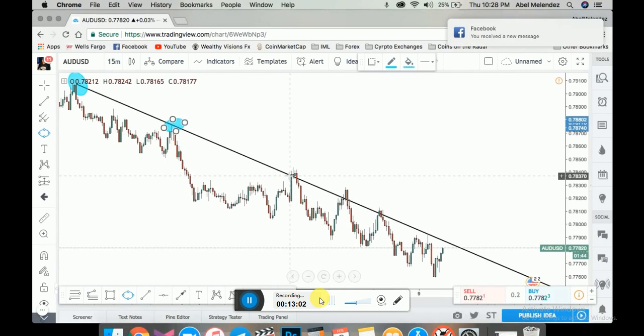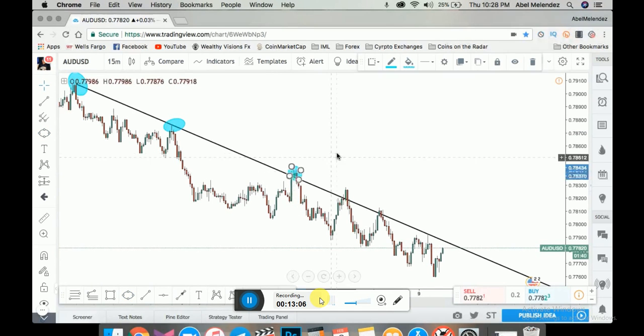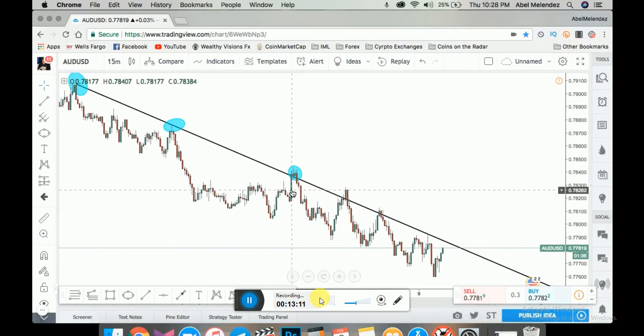So this level right here, remember what I told you? You want to treat this as a zone. This candle right here initially broke above it, but since we're treating this trend line as a zone, we're going to wait for the next couple of candles to tell us exactly what it wants to do.